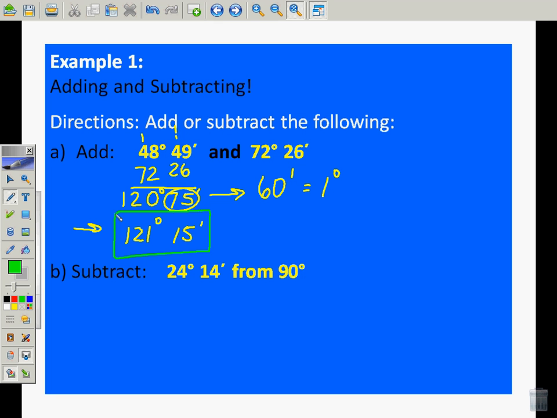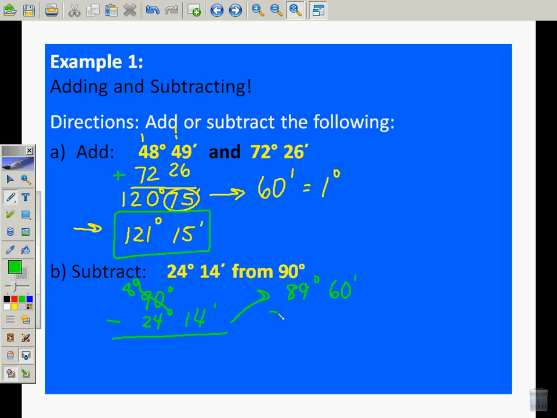Okay? When we subtract, we're going to do something extremely similar, except we're going to have subtraction. So I'm going to subtract, that was adding up there. So we're going to subtract 24 degrees, 14 minutes from 90 degrees. Well, obviously, we can't subtract 14 from nothing, so let's regroup this. If I was going to rewrite this as 89, I would have 89 degrees and 60 minutes.